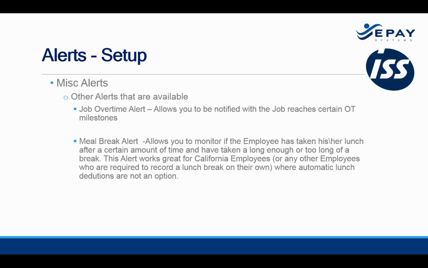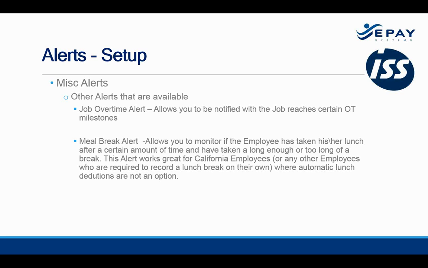These last 2, the job overtime alert, is going to let you know when a job reaches a certain overtime milestone. So if you want to control your overtime, this is the alert you want to use to keep that in check. The other one is the meal break alert. Now the meal break alert has not been publicized all that much, because a lot of us on this phone call have automatic meal deductions. If you have an automatic meal deduction, this alert will not work for you.